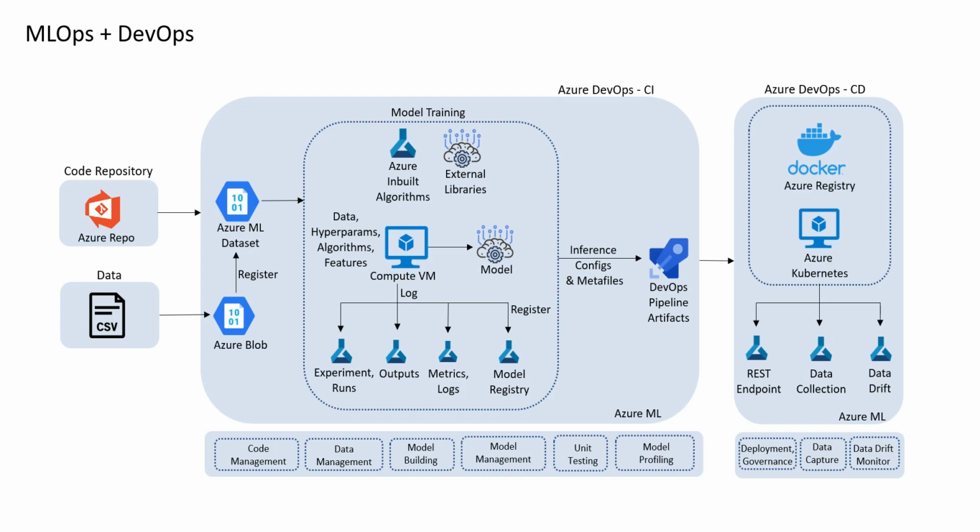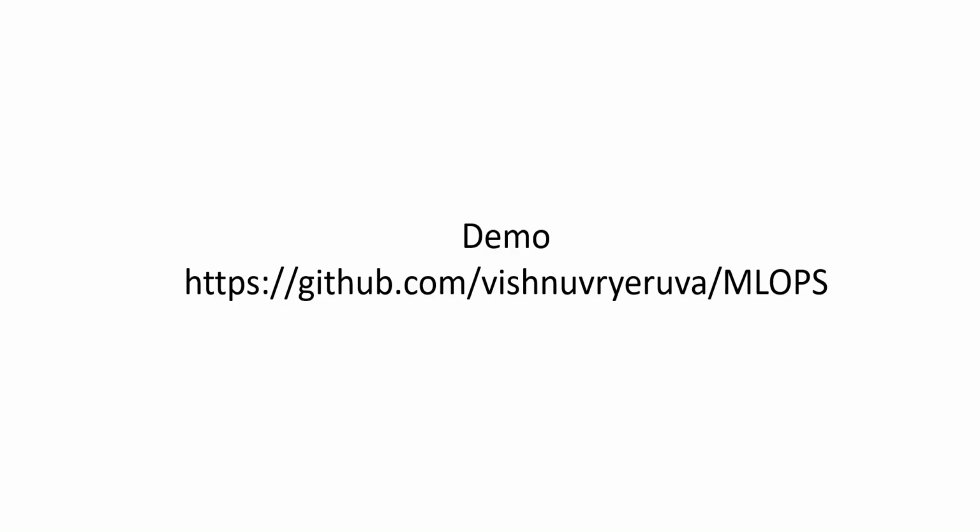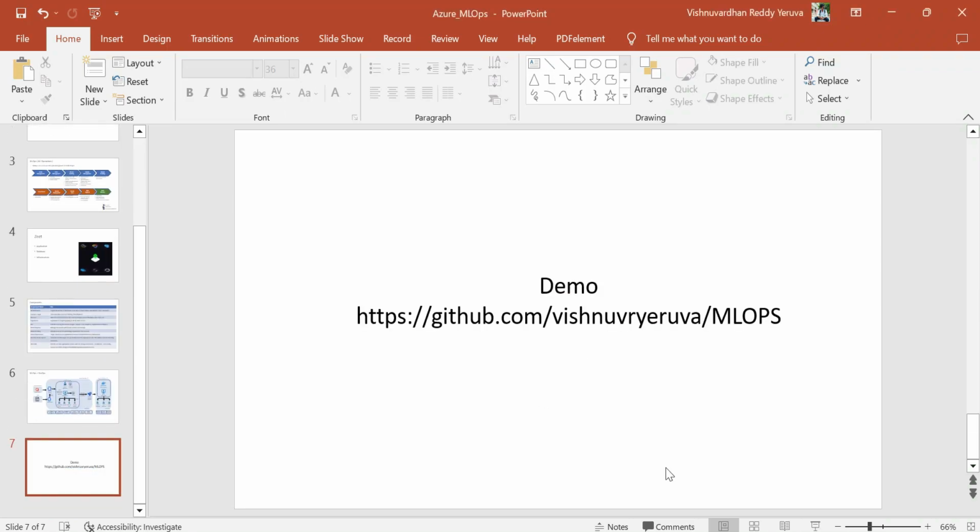And inference and configs will be very important. So this inference gives the pipeline artifacts through the Docker and Azure registry. And this Azure and Kubernetes will be deployed in the CD pipeline. So that will be the data drift to monitor and capture for us. And let me show you some of the samples and how it works in real time.